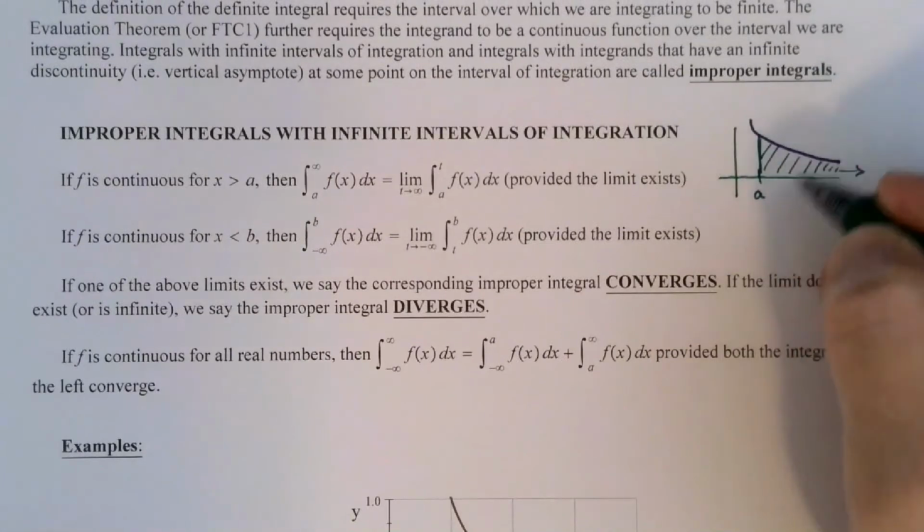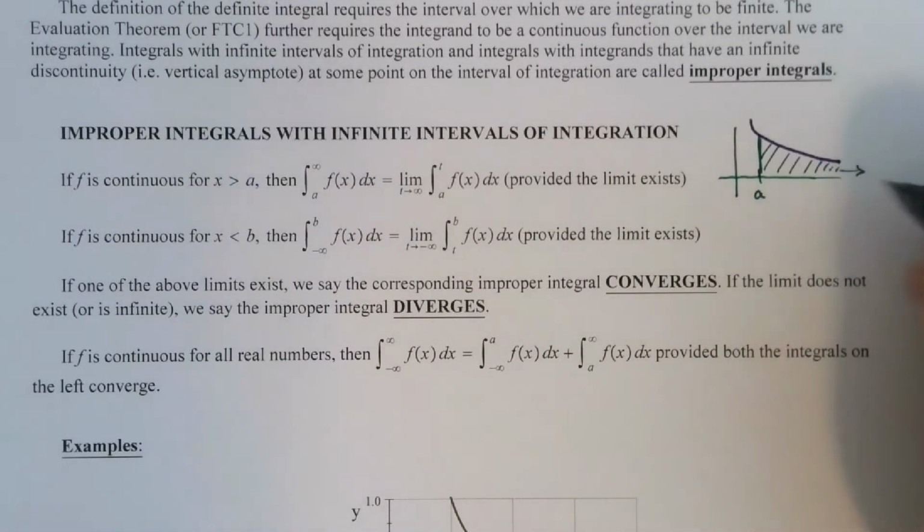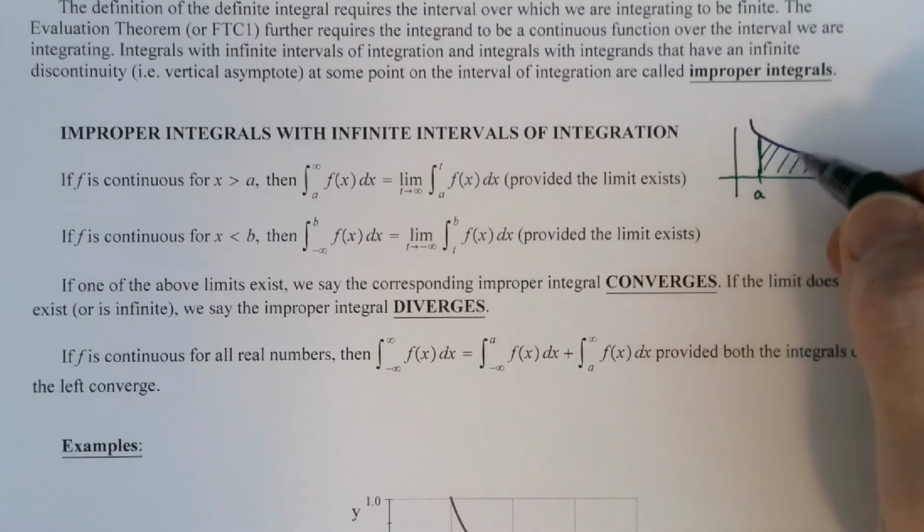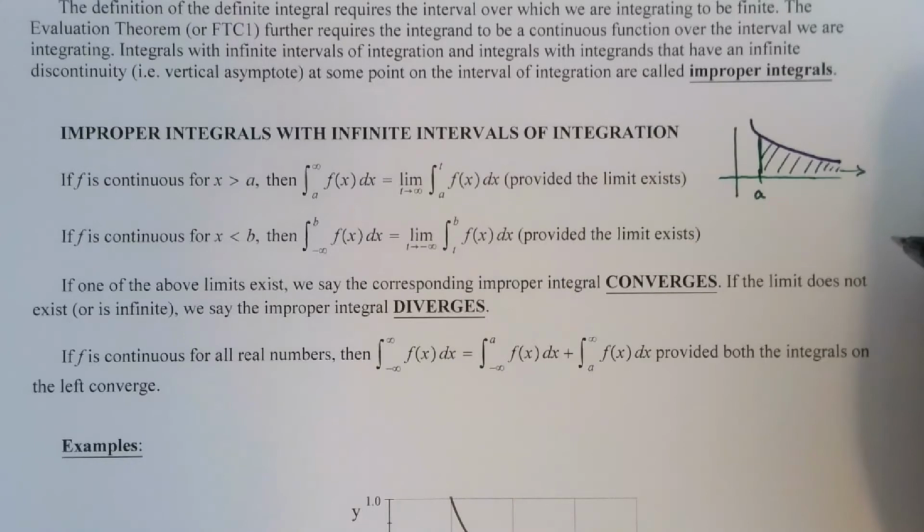So if I break this up, look at the rectangles, if we're doing rectangles to approximate the area, and then push the limit to infinity, it could be we find out that this area is actually finite.